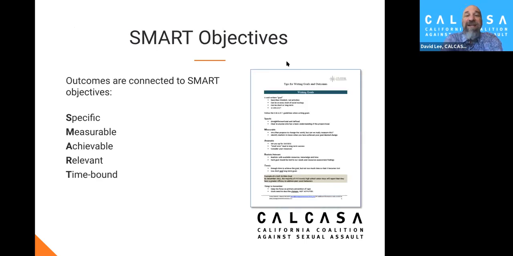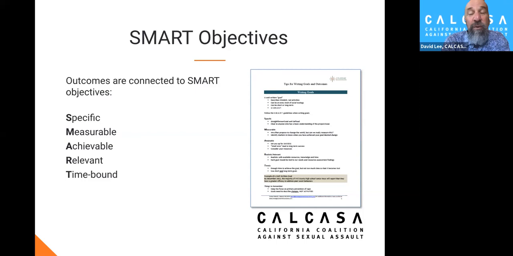A SMART objective, and all of you have your objectives, are objectives that are specific, very clear about what they're doing. They're measurable, things that we can actually measure. They're achievable, so something that can actually be done. They're relevant to what we're trying to accomplish, and they're time-bound, therefore spelling the acronym SMART.